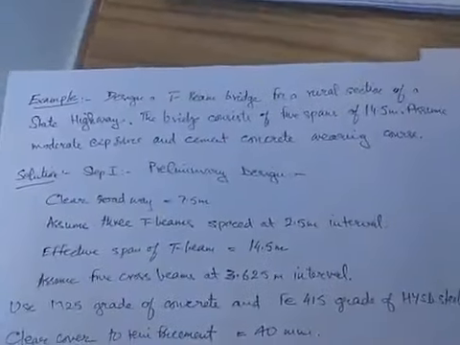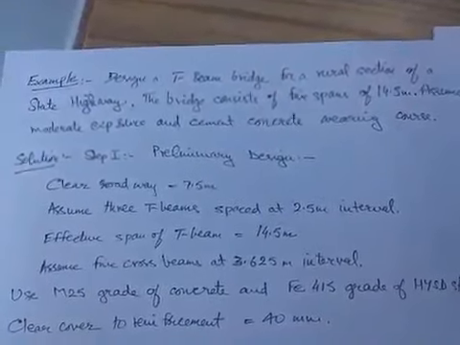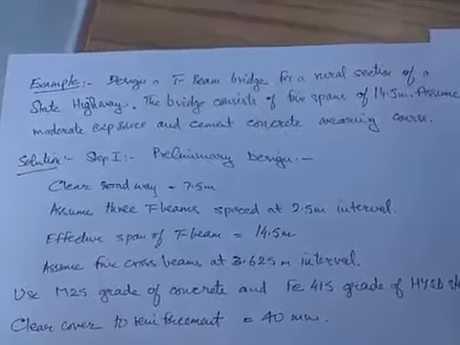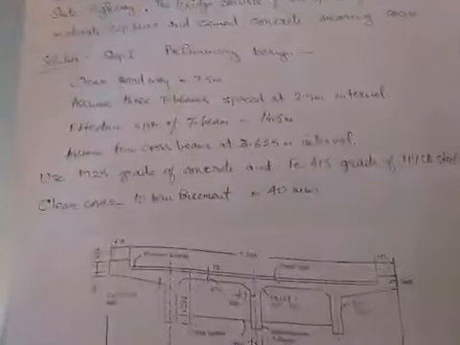Let us understand the design with the help of an example. The example is a T-beam bridge for a rural section of a state highway. The bridge consists of 5 spans of 14.5 meters. The exposure is moderate and the cement concrete wearing course has been used in this case.